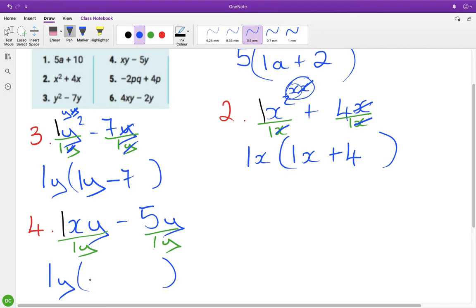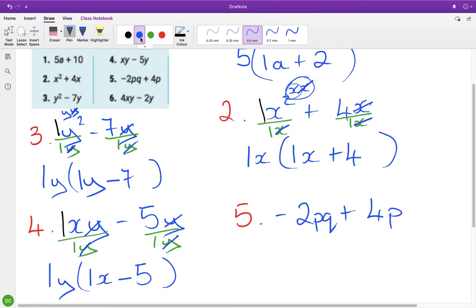So 1 divided by 1 is 1. The y's cancel, leaving me with x. Sign is minus. 5 divided by 1 is 5. And the y's just cancel. Okay, number 5. Minus 2pq plus 4p.